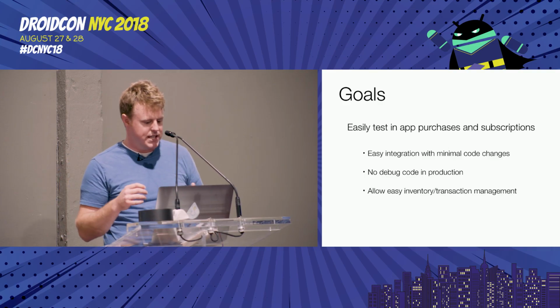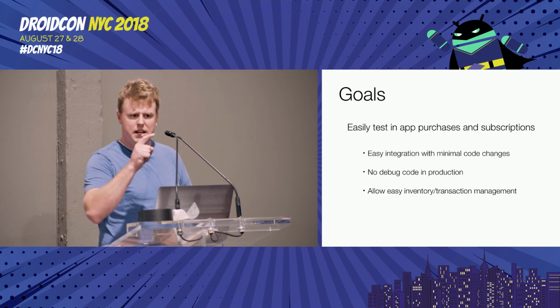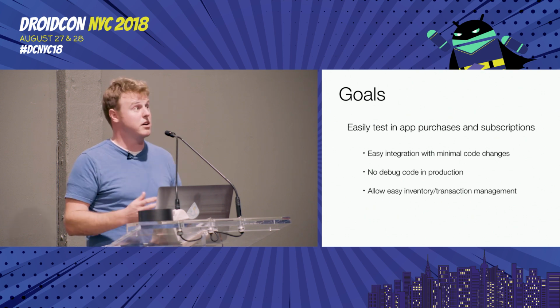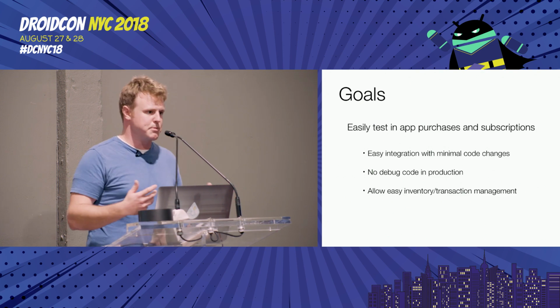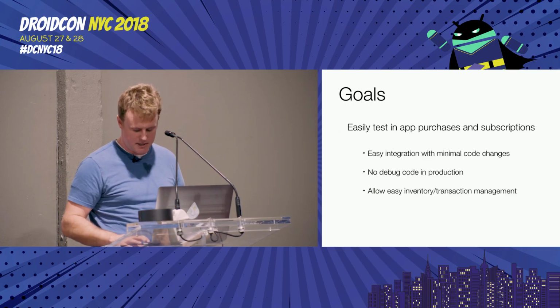Next up, I want to allow easy inventory and transaction management. Like I said, my designer should be able to just flip a switch to say, I'm a subscriber, I'm not a subscriber, and not have to worry about what type of subscription did I purchase? Now I've got to wait 8 minutes or 30 minutes or whatever it might be, and how many renewals do I have left? It should be super easy.